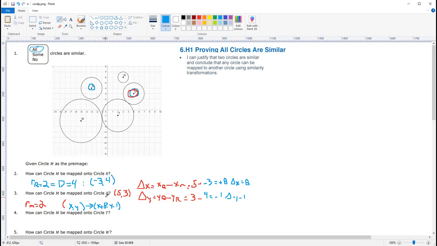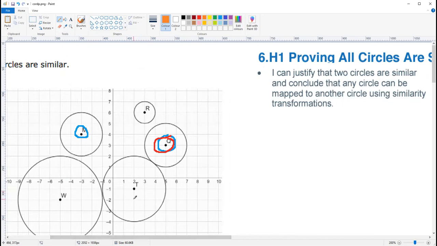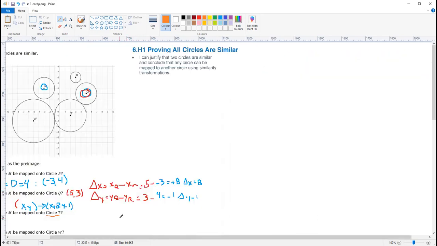You could also say translated 8 to the right and 1 down. That would be fine as well. Okay, shift over to orange for circle T. Circle T is not congruent. They're similar. So what is the radius for circle T? It is 1, 2, 3.